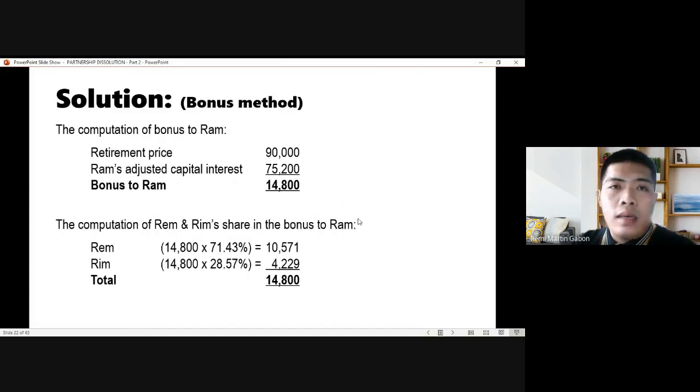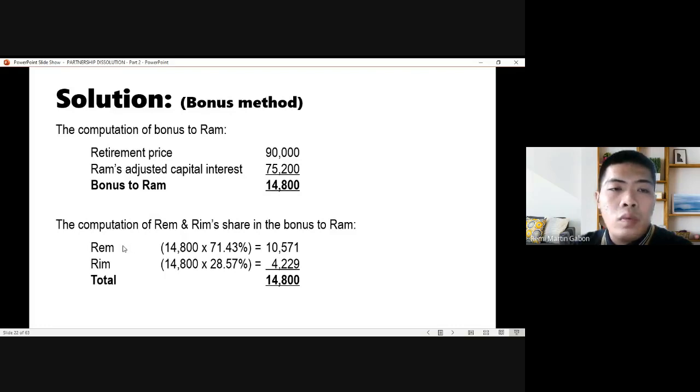Last is the bonus method. Okay. So what if the bonus method will be assumed? So the computation of bonus to RAM: since the retirement price is greater than the adjusted capital interest of RAM, expect that it is a bonus to RAM. The old partners will be giving bonus to RAM. So retirement price 90,000 versus adjusted capital interest of RAM, the difference is 14,800 bonus to RAM.